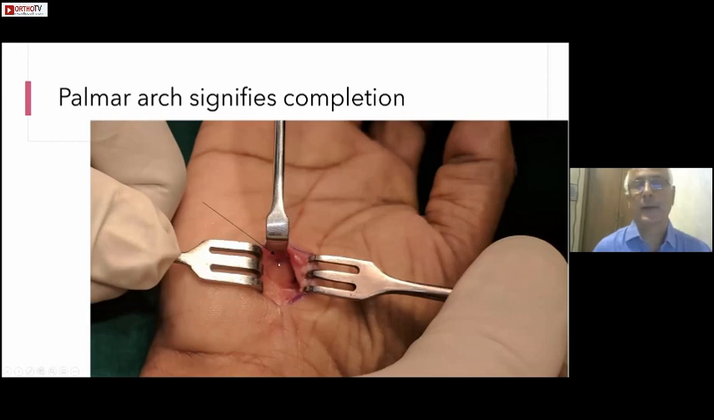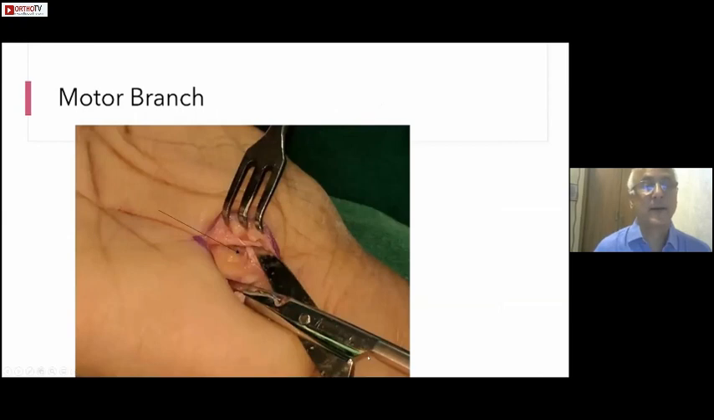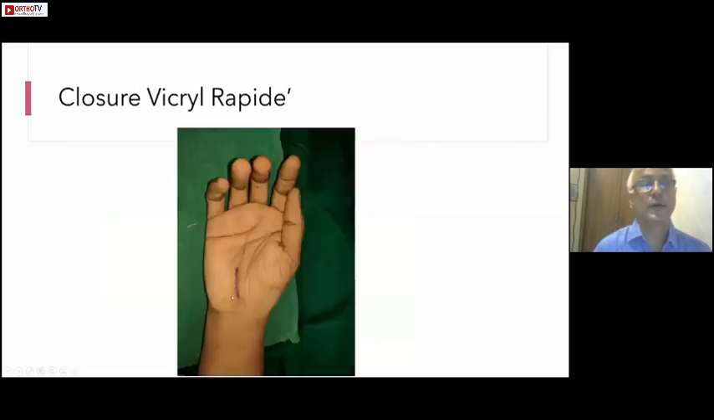Can everyone see the palmar arch? Then you can also note the flexor tendons and see if the synovium is thick or not. If you can see a flexor tendon like this, that means the synovium is normal. This picture shows visualization of the motor branch of the median nerve. Always look for the motor branch and record it in the notes that you looked for and identified an intact motor branch. We always close with Vicryl Rapid because it avoids another 10 minutes suture removal in the outpatient department.